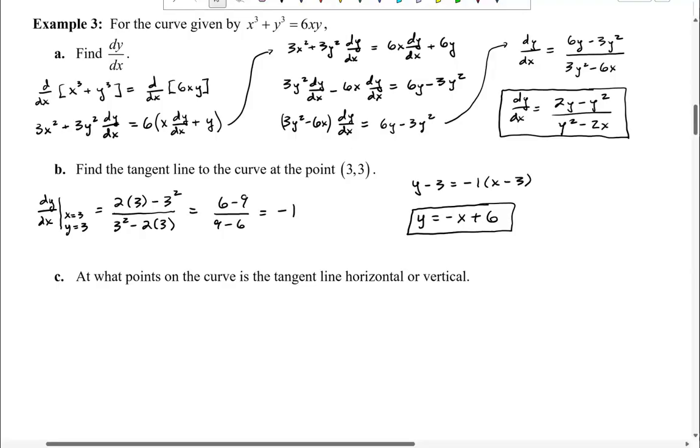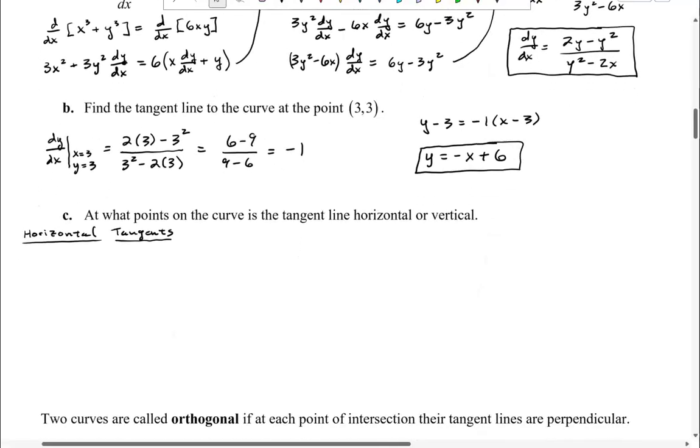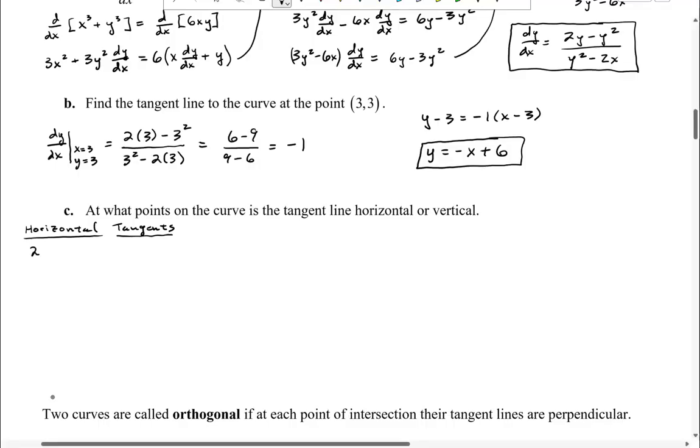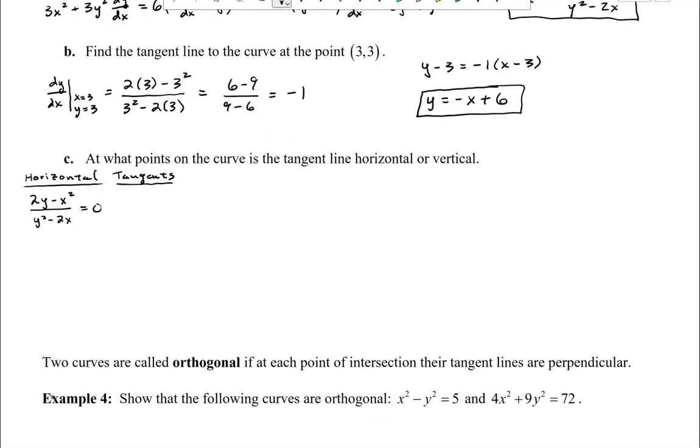Part C, at what points on the curve is the tangent line horizontal or vertical? Let's start with the horizontal tangents. The tangent lines are going to be horizontal when the derivative is equal to 0. Let's simplify this expression to isolate y. Multiply both sides by y squared minus 2x. So we have y equals 1/2 x squared.